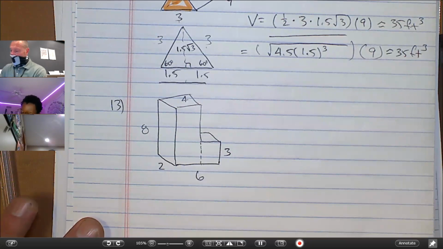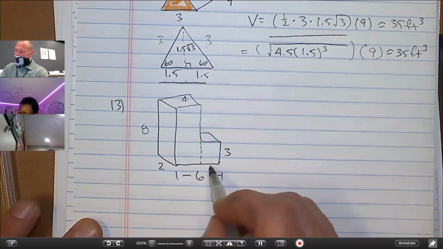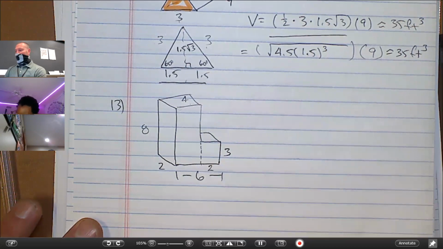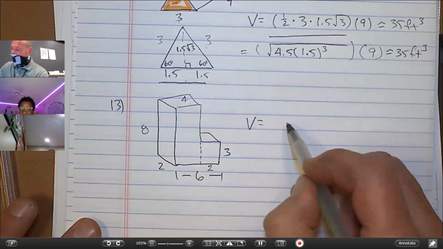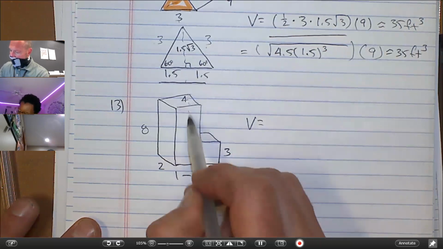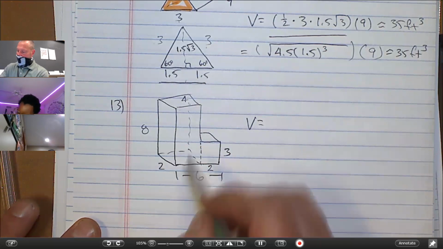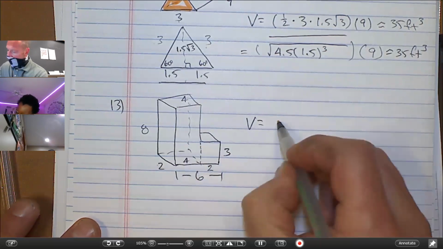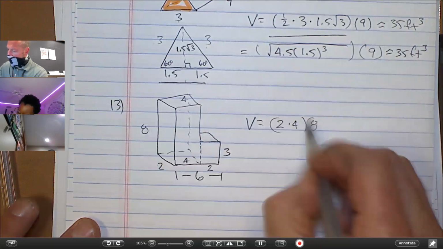Now we have to do a little bit because the 6, remember, represents this entire piece. So if this whole thing is 6 and this part was 4, then I know that this part is 2. And so basically the volume of the entire thing is going to be the volume of the base of this first one, which is 2 times 4, times the height, which is 8.